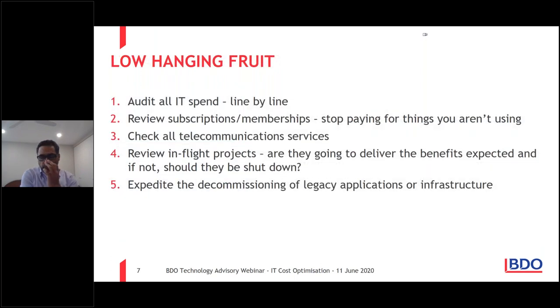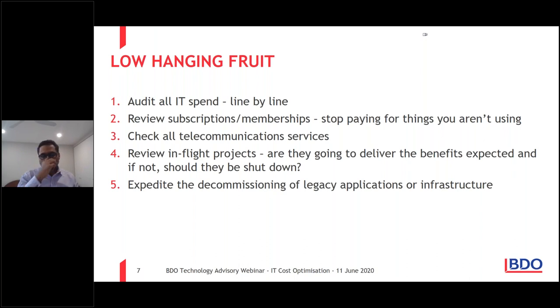So on the low-hanging fruit and our top 10 tips, the first one is to audit all IT spend line by line. In a lot of cases, we have seen clients where they have taken up some responsibilities in the IT teams. A budget has been handed over to them. They're tracking the budget on a month-by-month basis, and as long as the numbers are within the range, it seems good.